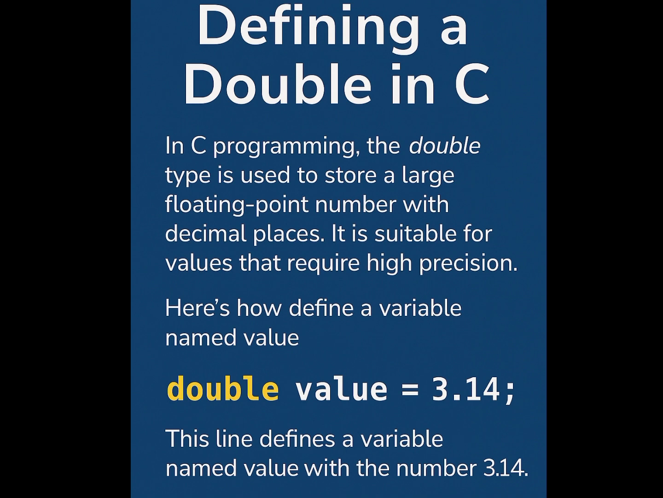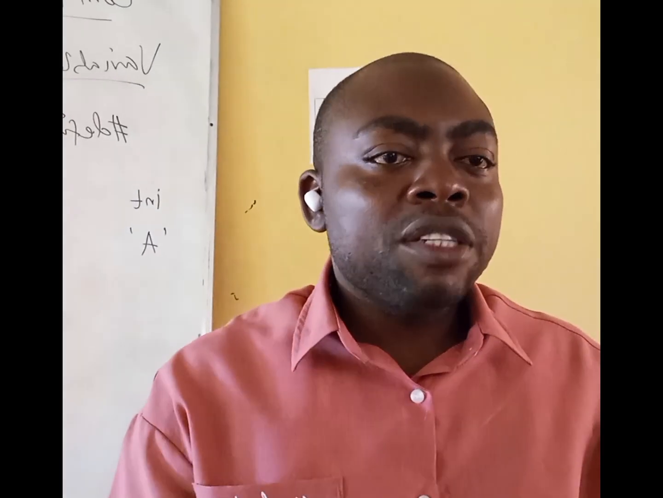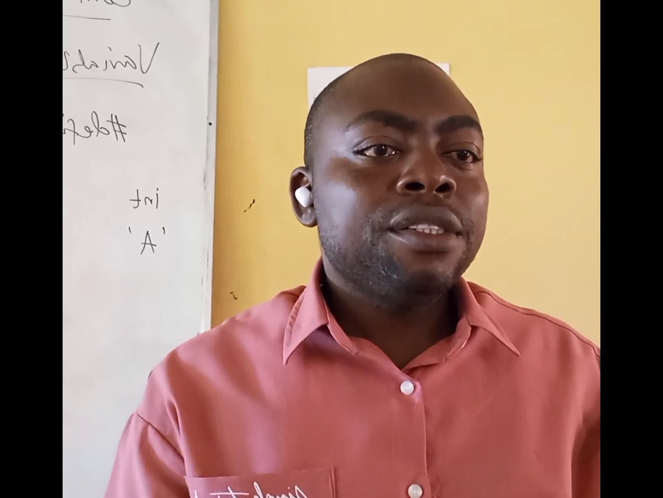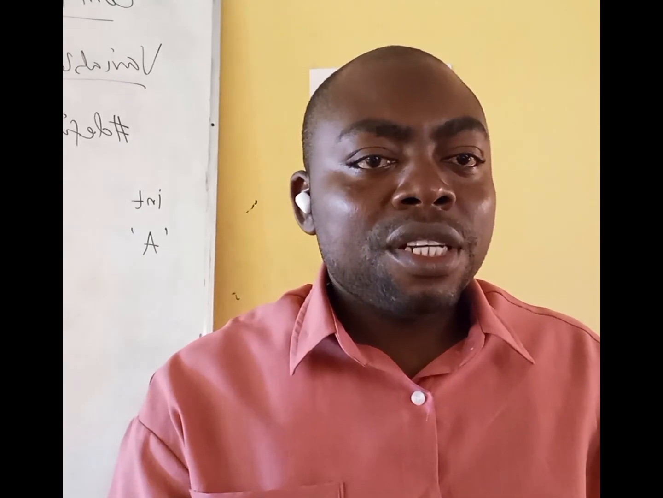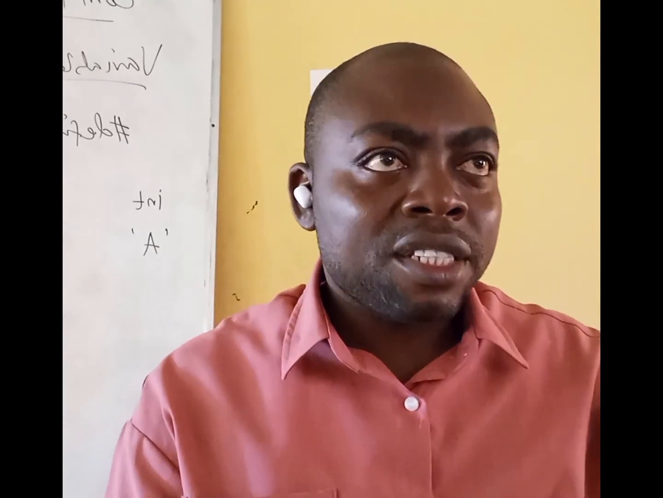The next one is double. Double is for bigger decimal numbers, more accurate than float. Think of data type as choosing the right container for the kind of data you want to store. When you make the choice of the right container for the kind of data that you want to store, then that is what we are referring to as data type. I hope that is clear.